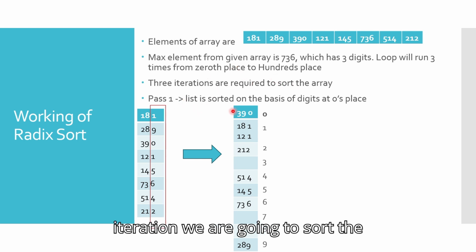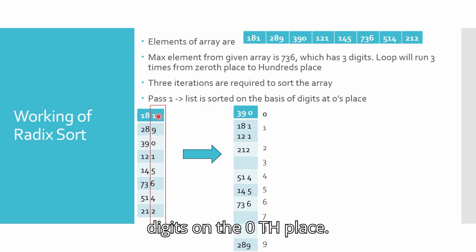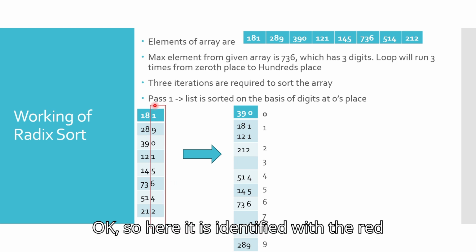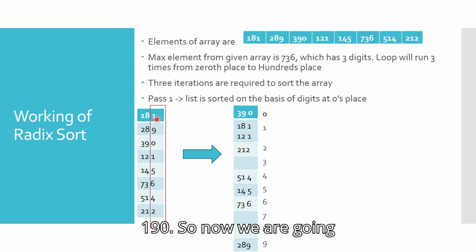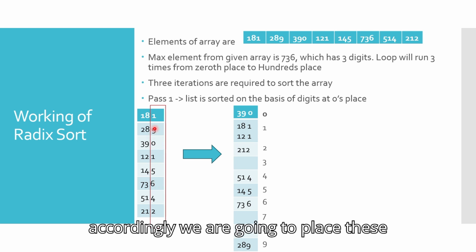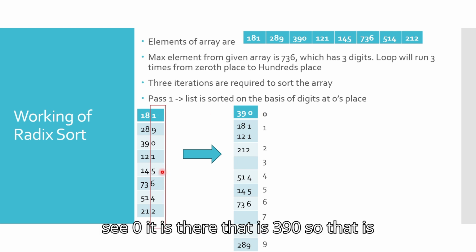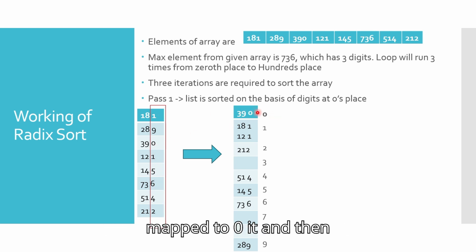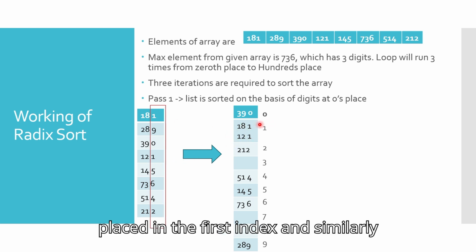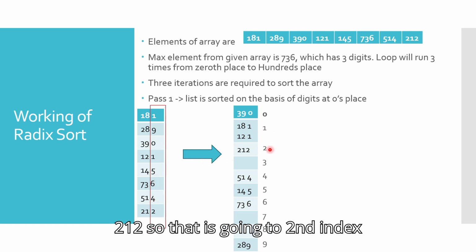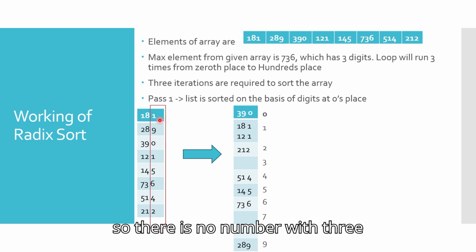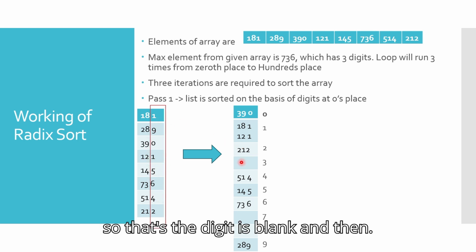In the first iteration we are going to sort the digits on the 0th place, identified with the red color box. Now we are going to sort these digits and place the elements accordingly. We can see 390 is mapped to 0, then 121 and 181 are placed in the first index, and similarly 212 goes to the second index. There is no number with 3, so that's the reason it is blank.